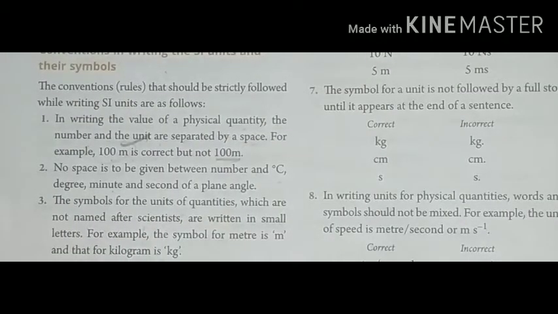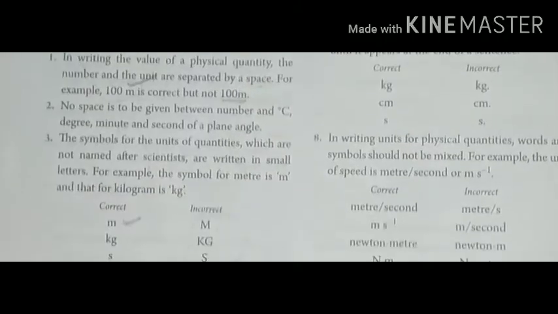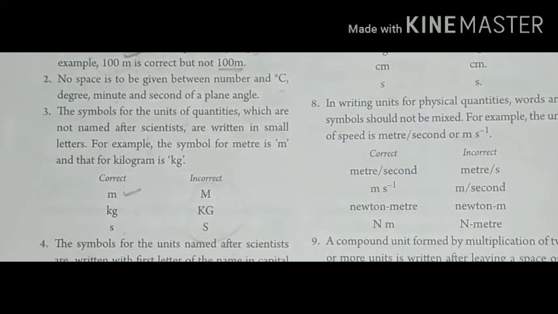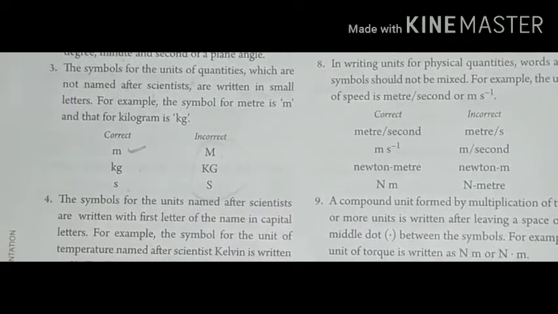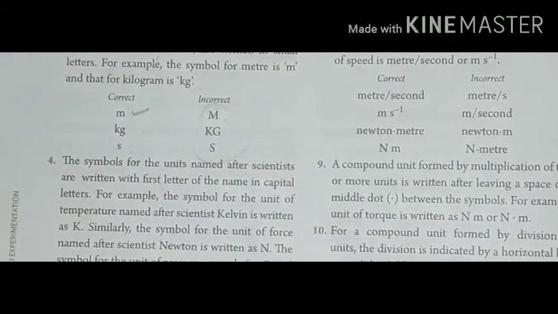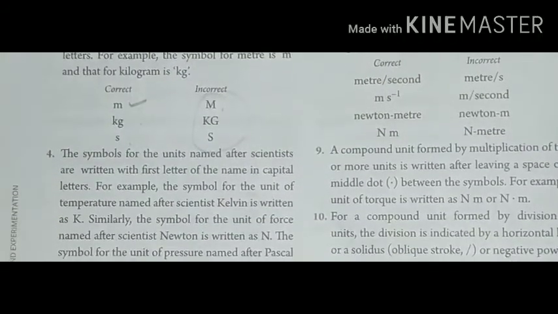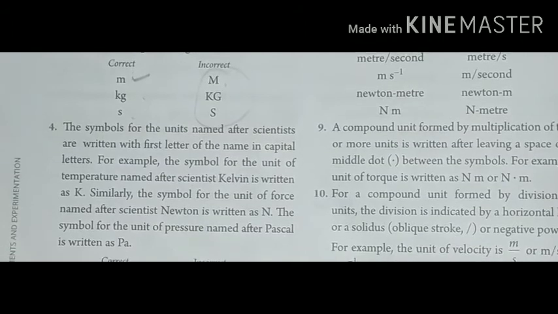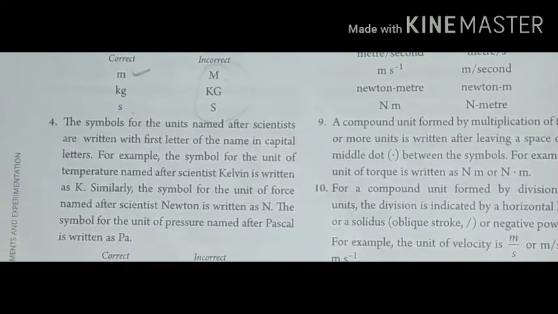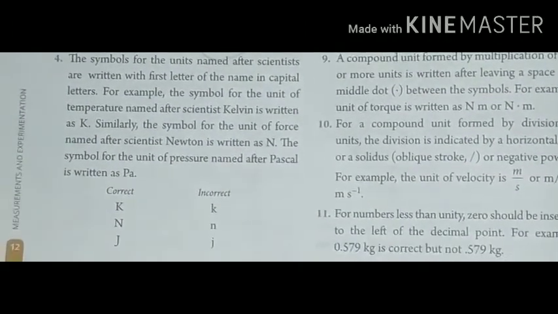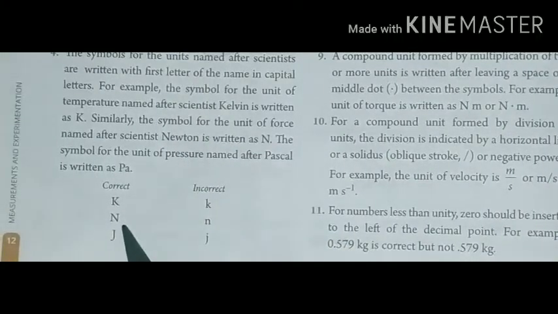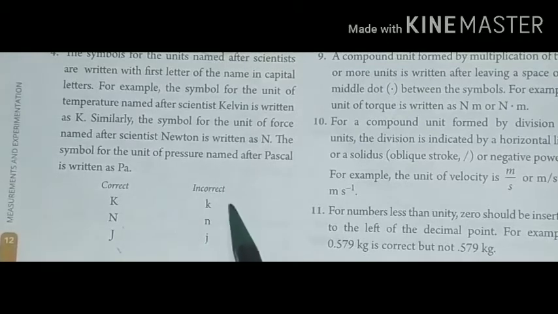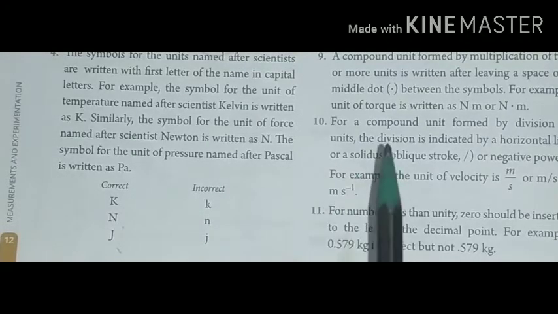The correct way is to write m, kg, s. Capital letters are incorrect. The symbol for a unit named after a scientist is written with the first letter in capital. For example, the symbol of the unit of temperature named after the scientist Kelvin is written as K. Similarly, the symbol of the unit of force, Newton, is written as capital N. Correct: K, N, J for Kelvin, Newton and Joule. You can't write them in small letters k, n and j.